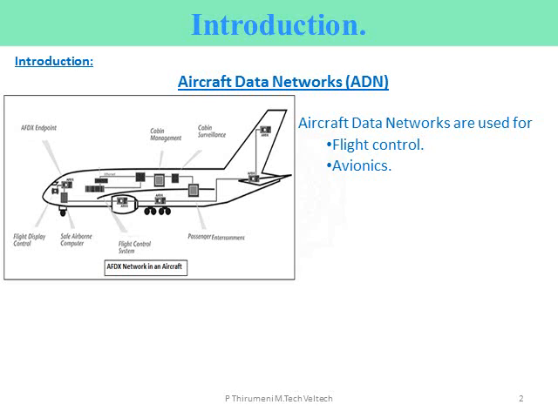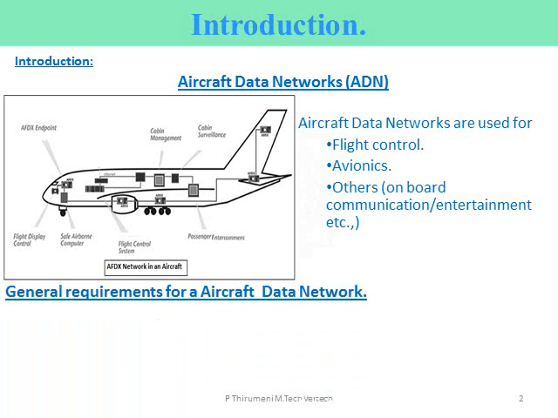So this is the second main use of the aircraft data network. Third one is of course the other communication requirements of an aircraft like intercom, entertainment, etc. So mainly a networking system inside the aircraft has to serve these three main purposes. Of course, the first two should be highly deterministic. The third may not be so. The general requirements for aircraft data networks are as follows.